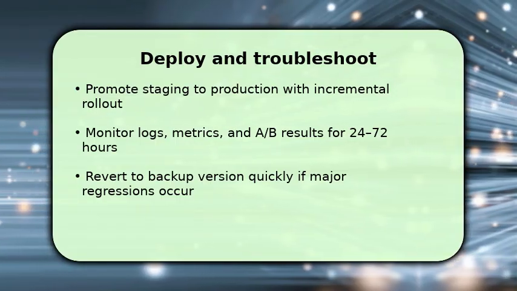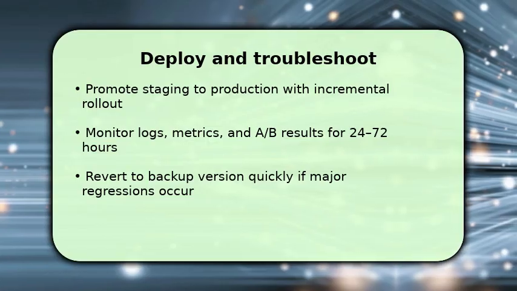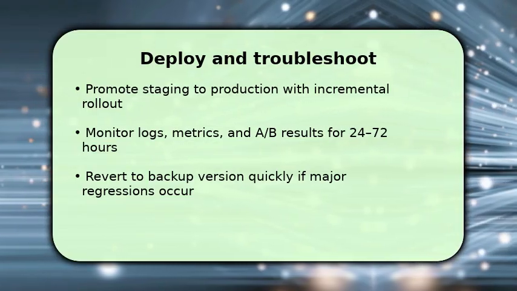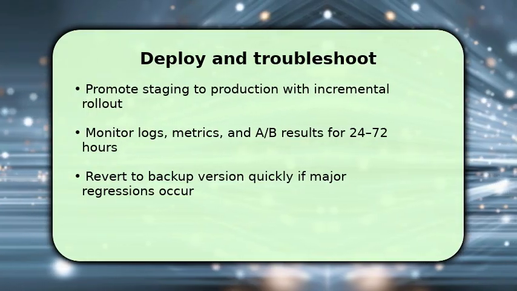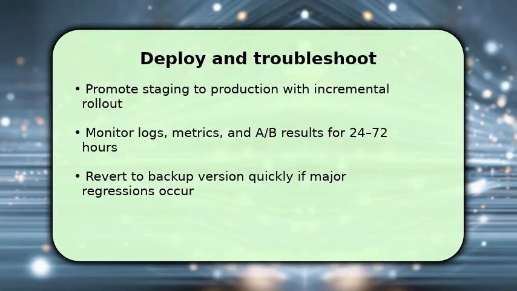If you see major regressions or data drift, revert immediately to the exported JSON or previous version tag to restore service. Troubleshooting tip: check data schema mismatches first. Most runtime failures.